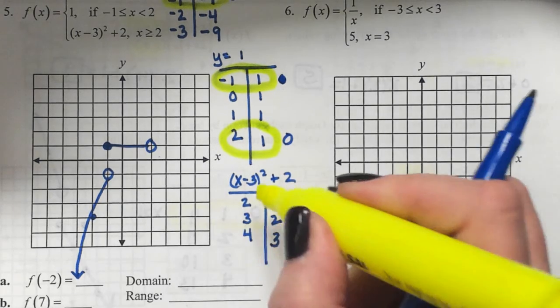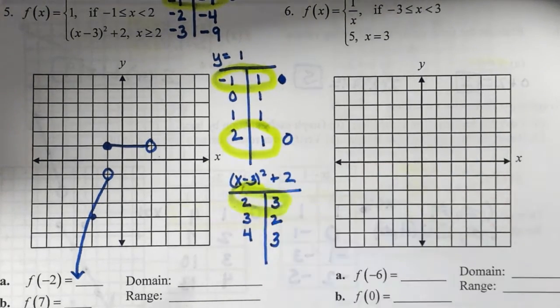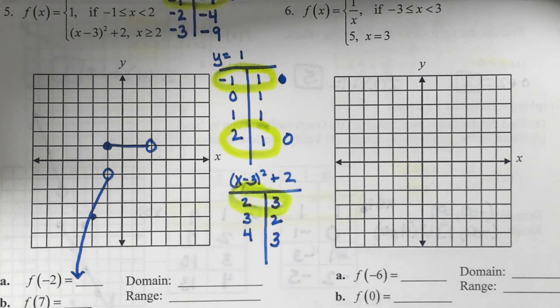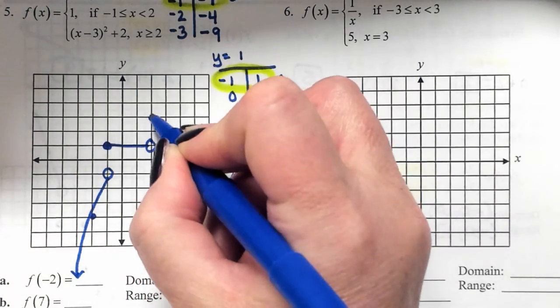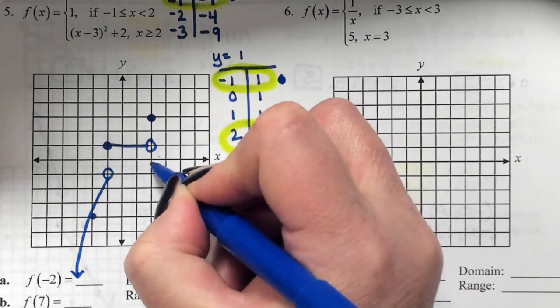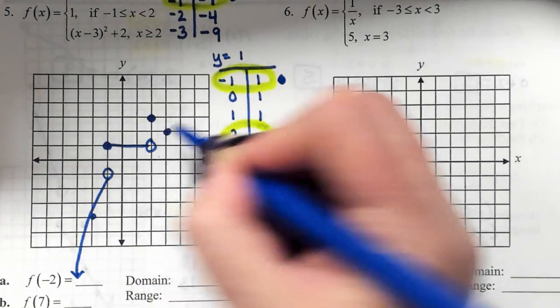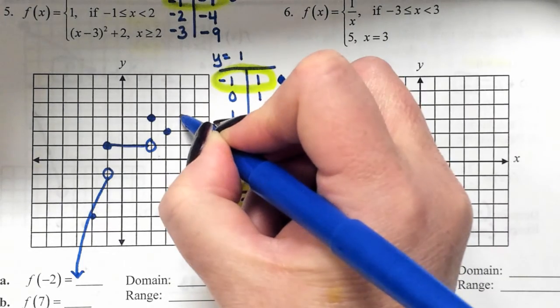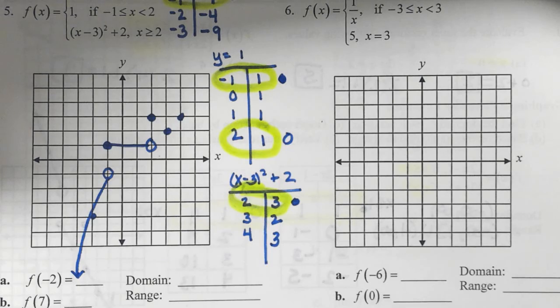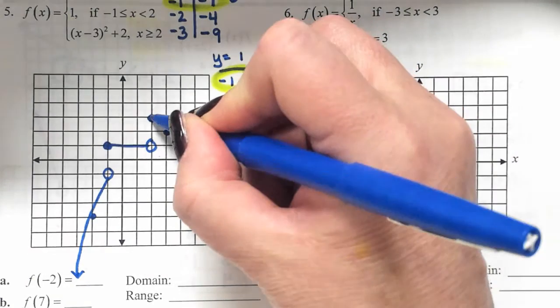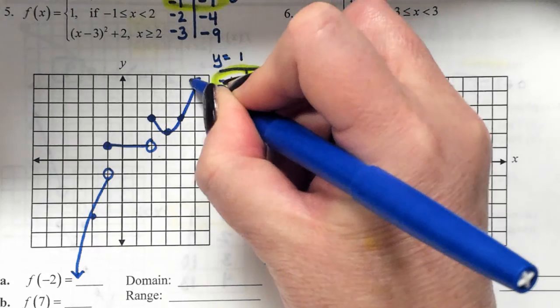So take a look at this first point, (2, 3). Tell me what kind of circle is going to go in the graph. Is that going to be an open or a closed circle? Closed. So I have (2, 3), I have (3, 2), (4, 3). That's why it's helpful to know a little bit about those functions. Remember, we know that this is a U. We just talked about how the vertex is going to be at (3, 2), so you're seeing this part of the U.